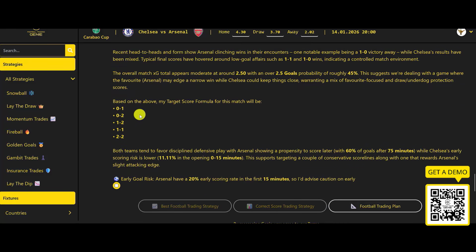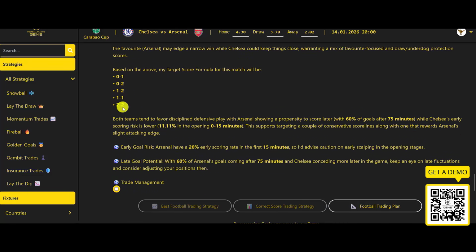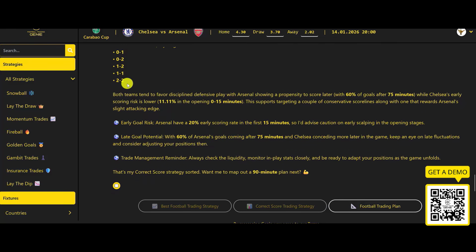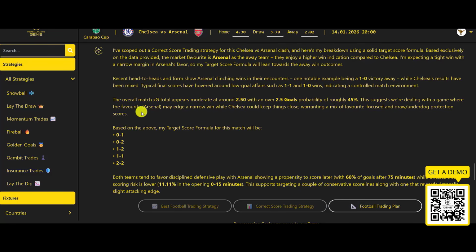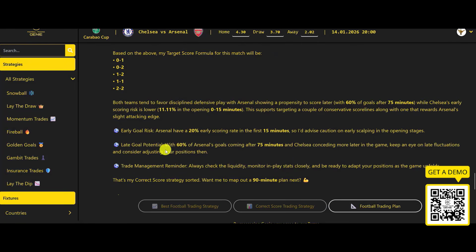And so here we are. So 0-1, 0-2, 1-2, 1-1 and 2-2. So in favour of Arsenal, with some plan B on a 1-1 and a 2-2 sort of situation. So keep in mind, remember, we're trading these scores. We're not aiming for the match to end on these scores. So anyway, let's get set up.